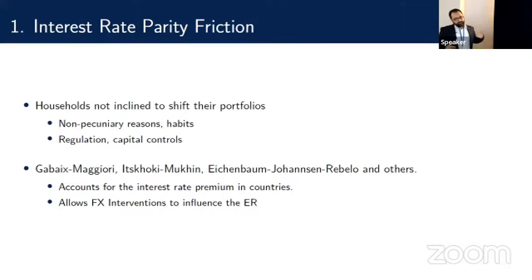What our framework is going to get us is something very similar to Gabaix, Maggiori, Itskhoki, Mukhin, Eichenbaum, Johannsen, Rebelo. It's just that people are going to be very slow to shift their portfolio, which is going to give us an interest rate spread. At the same time, it's going to allow FX interventions to have an effect.